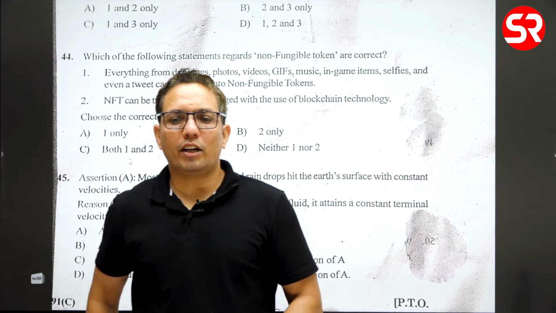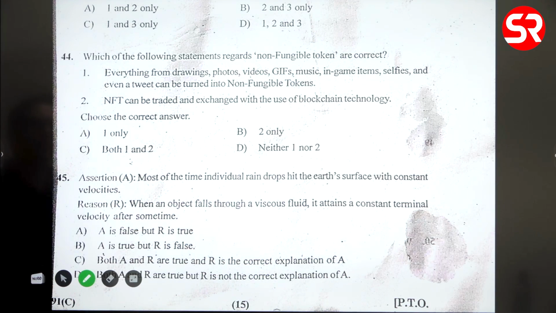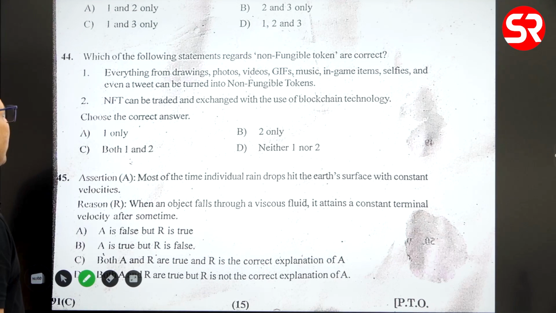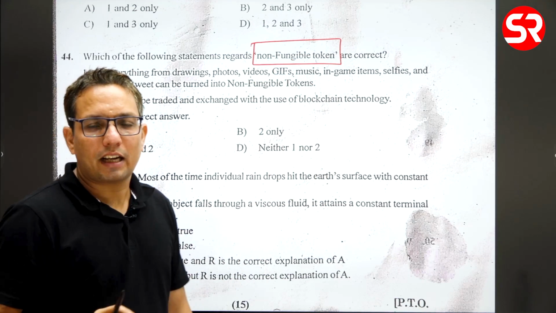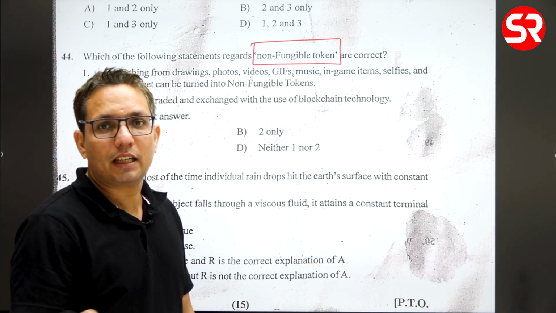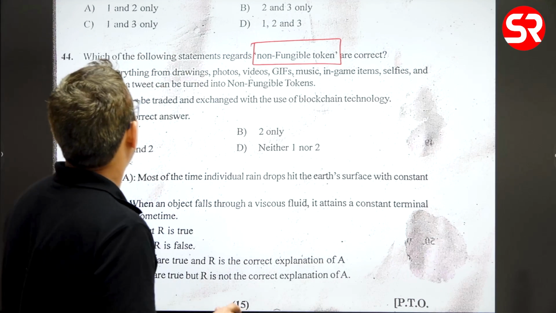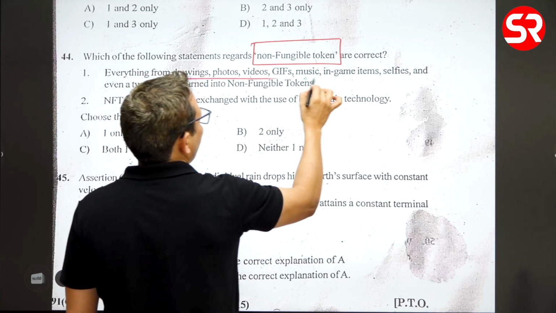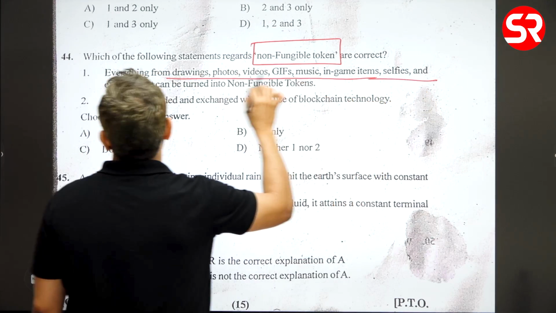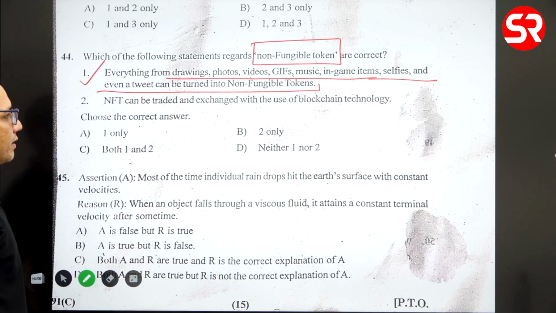All right. Now let's move to next question. This question is actually sort of a repeat from the UPSC examination. Which of the following statements regarding non-fungible tokens are correct? All right. What is non-fungible token? Non-fungible token means that real life assets like paintings, books, even real estate can be converted into a token form, into a digital form. So everything from design, drawings, photos, videos, GIFs, music, in-game items, selfies, and even tweets can be turned into non-fungible tokens. This statement is correct.